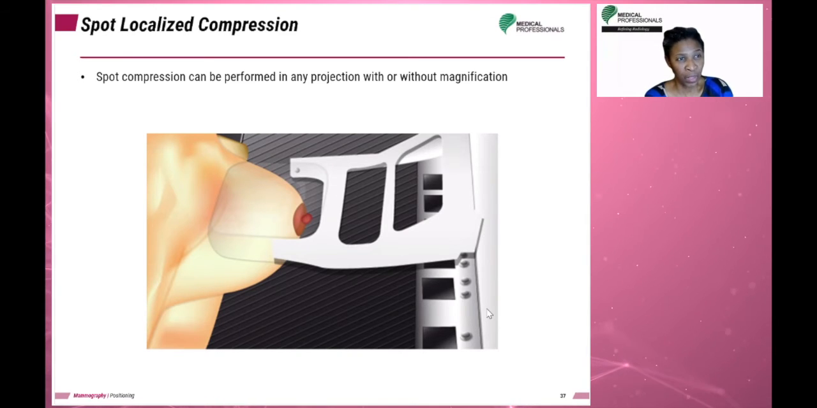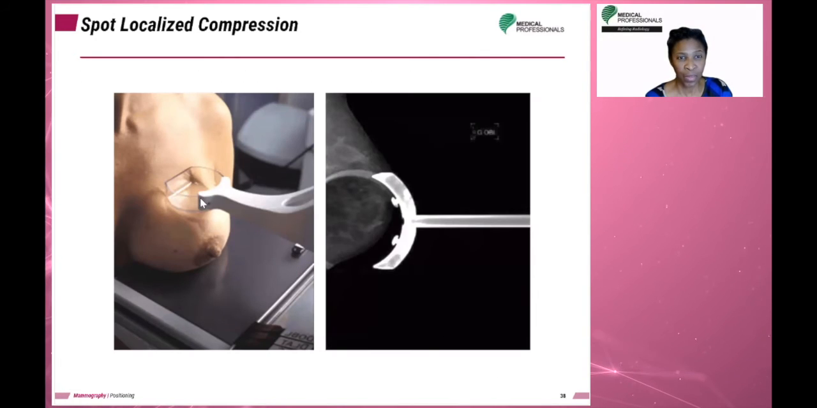There are different spot paddles. There's this very small one, and then the square paddle that is becoming more and more common. This can image calcifications, especially when matched with magnification to show the nature of the calcification. So here we have the other localized compression device and its image.